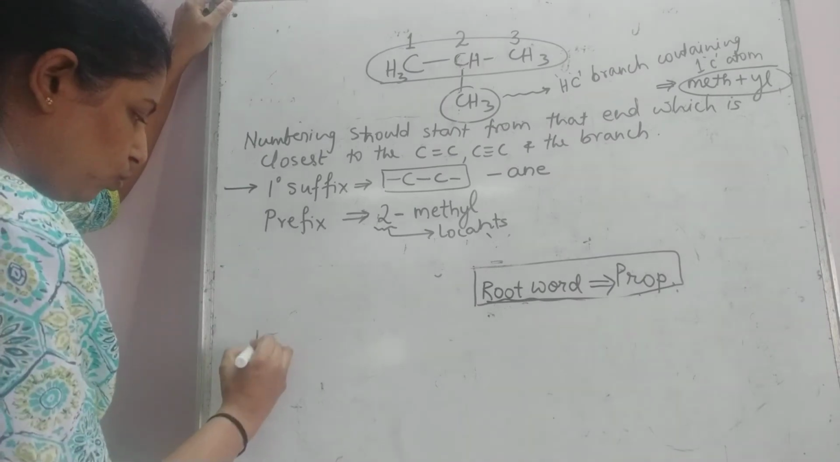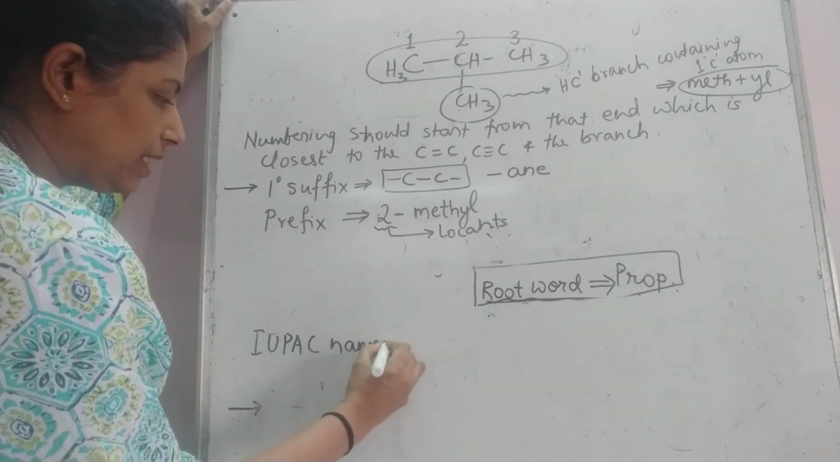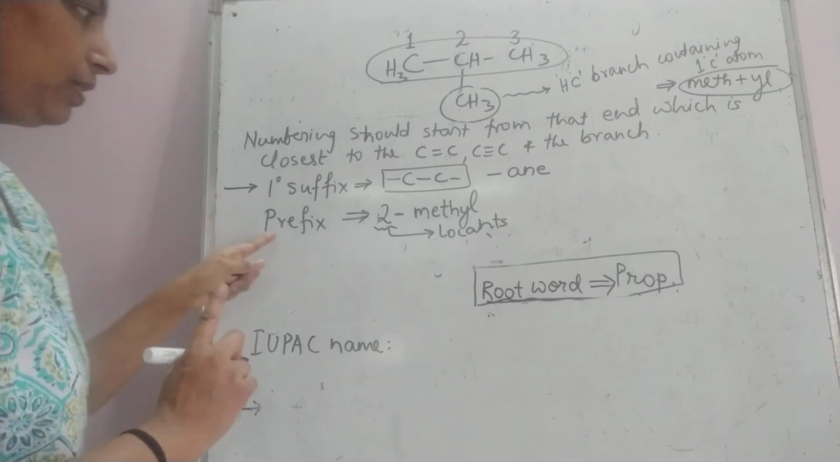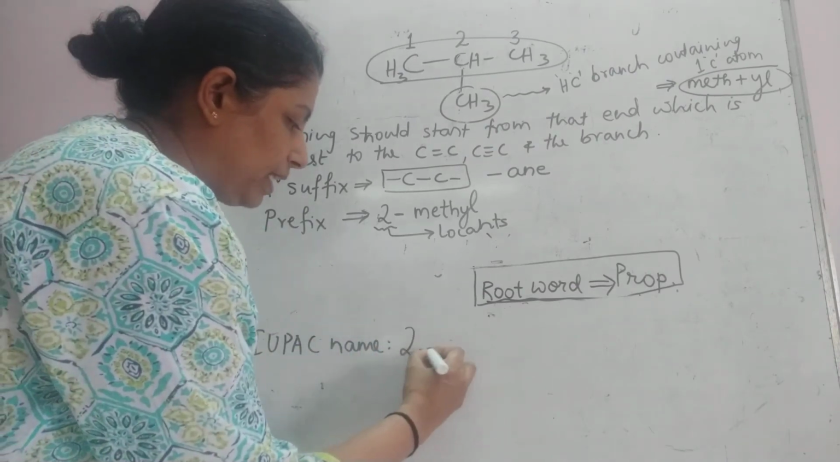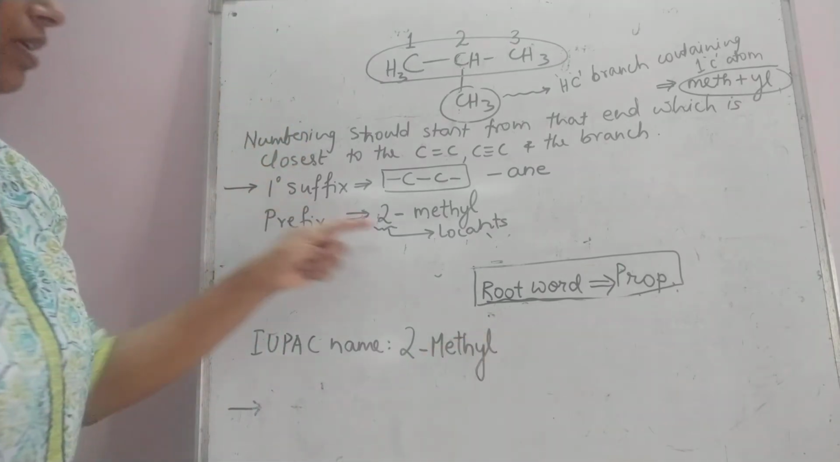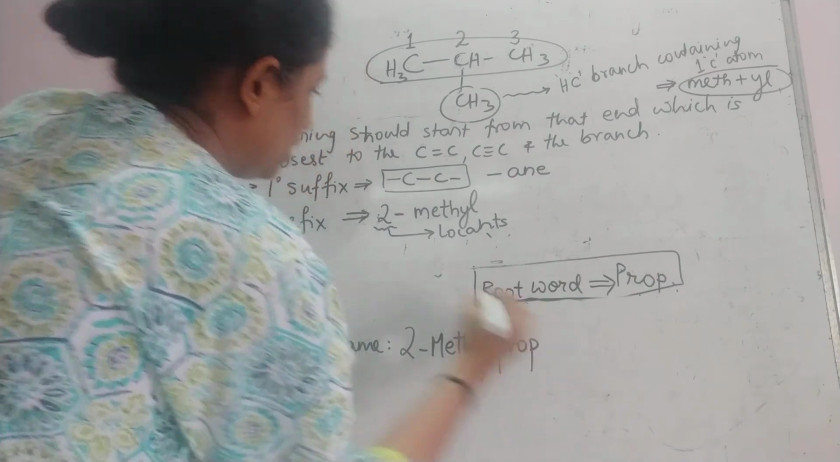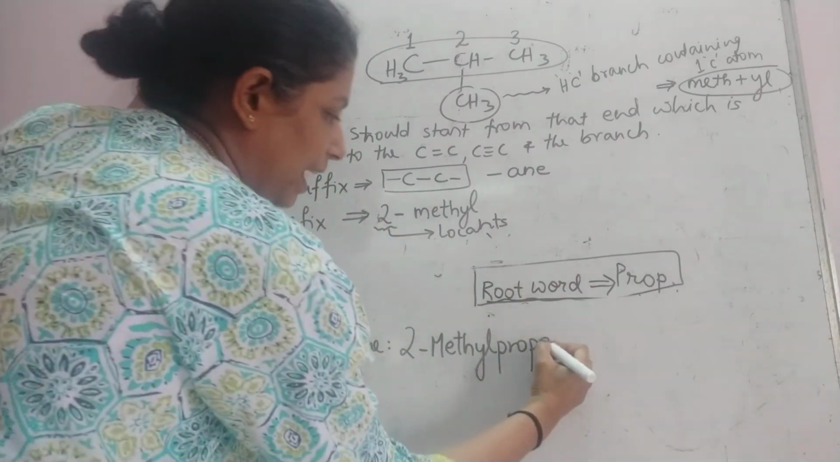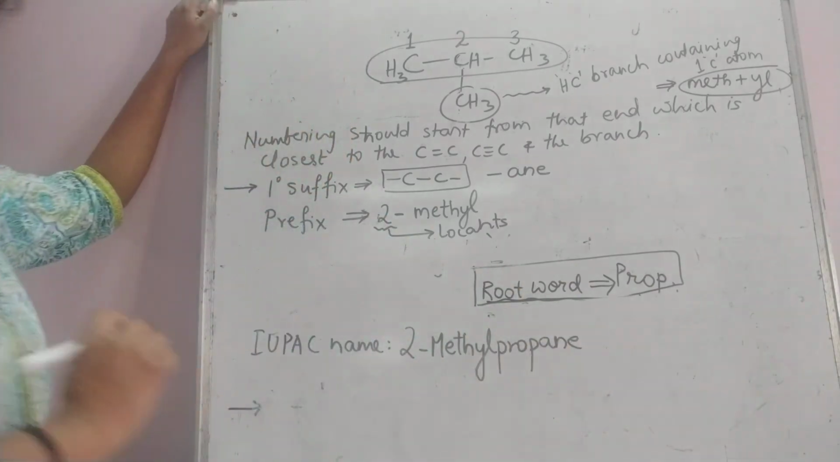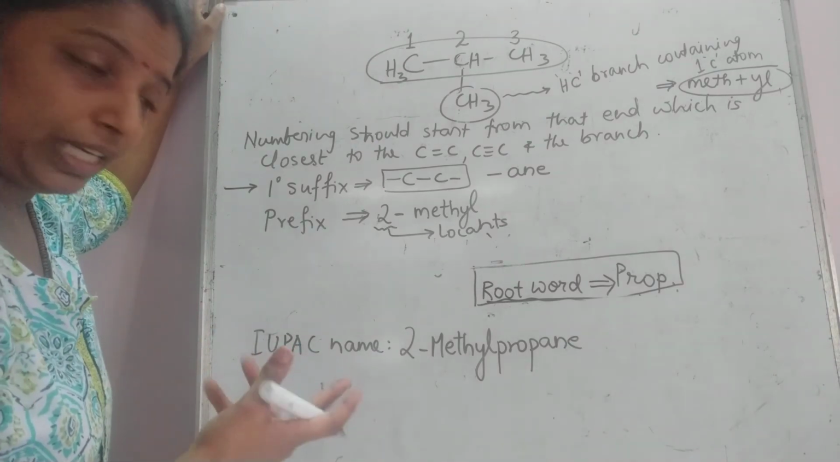Okay, now we'll write the IUPAC name. How do we write the IUPAC name? You have to first write the prefix. What is the prefix? 2-methyl. Then root word. Root word is prop. And what is the primary suffix? -ane. Okay. Now you will wonder why I have written it without gaps, without space.